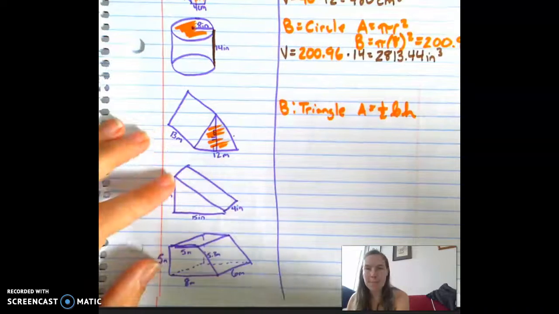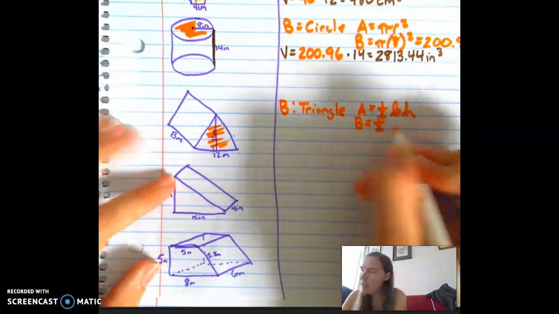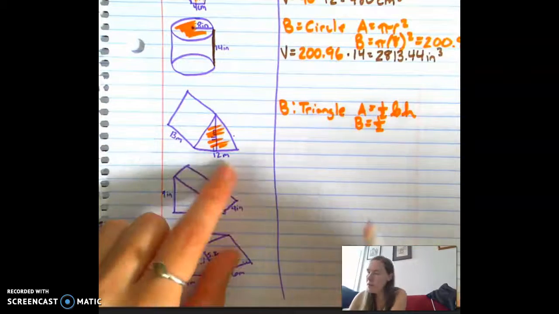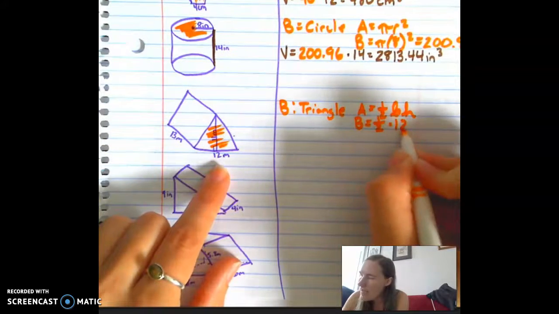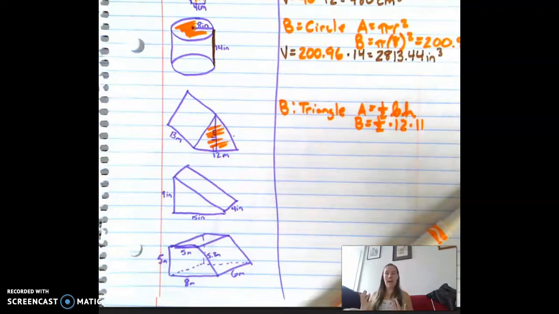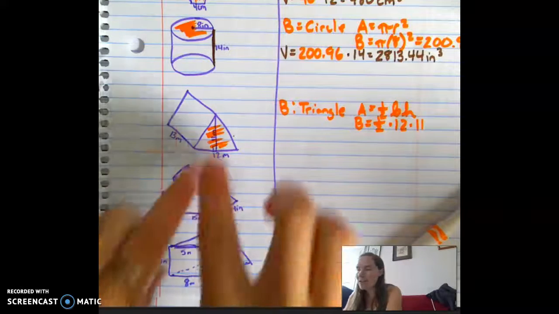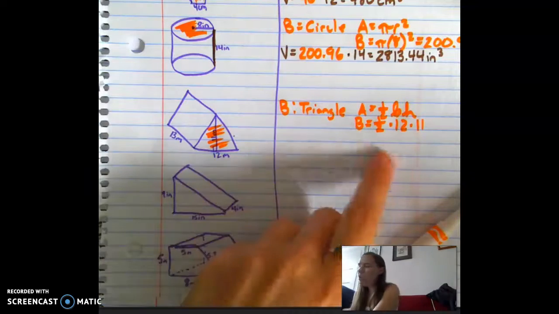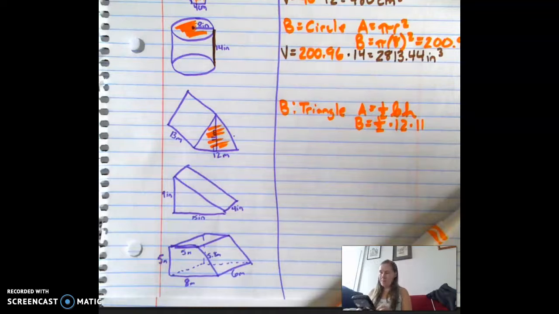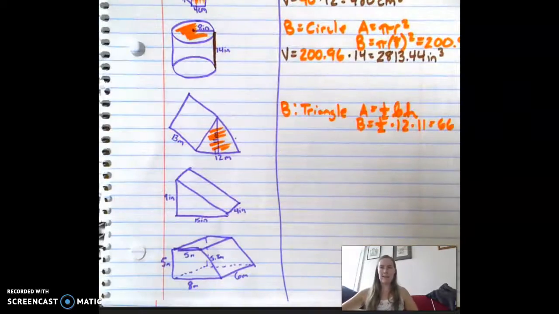1/2 base times height. So in this case, my big B is 1/2. The base of my triangle is 12. And the height of my triangle is 11. Remember, to find the height of a triangle, it is the distance from the top to the bottom at a right angle. And see how there's that little right angle there? So I can put this in my calculator to find my big B. So my big B is 66.